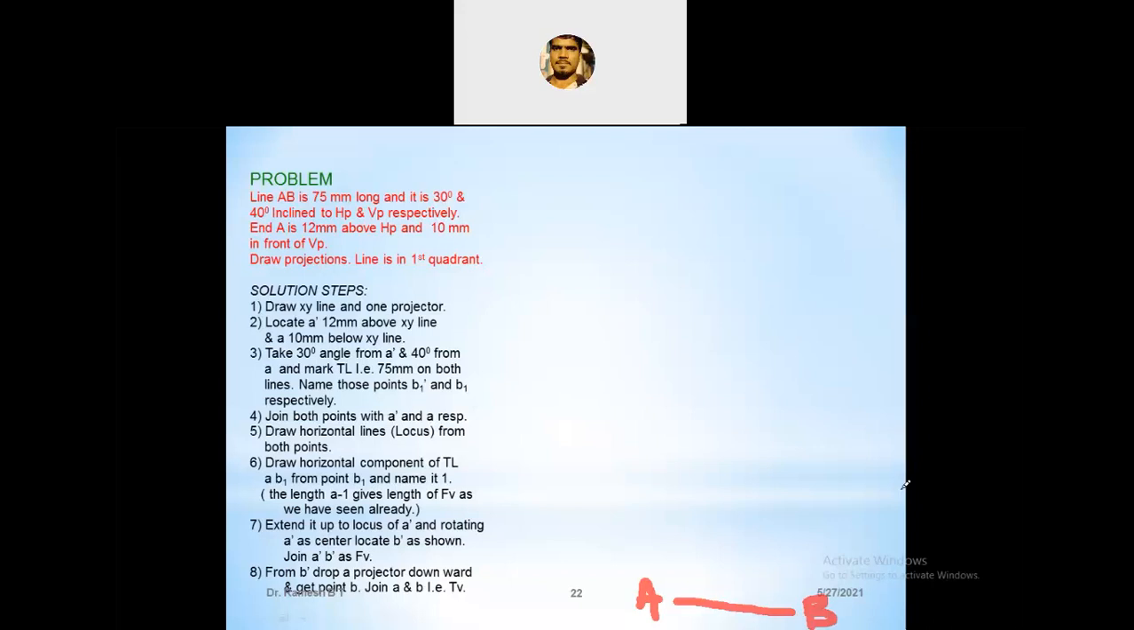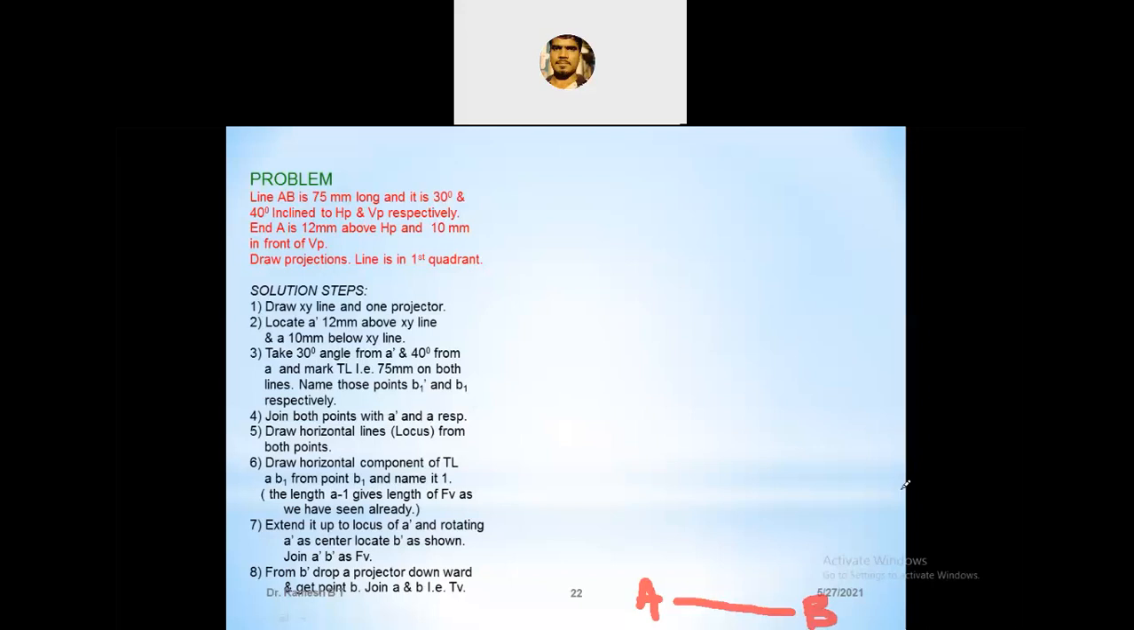Next, draw the horizontal component of true length, that is A B1, and from the point B1, name it 1. Then extend up to the locus of A dash, that is the fixed point. From the fixed point, take that as an arc distance and cut the arc up to the rotating point B. Then you will get point 1, and name that point B dash. If you join A dash and B dash, it becomes the apparent length, or the front view.